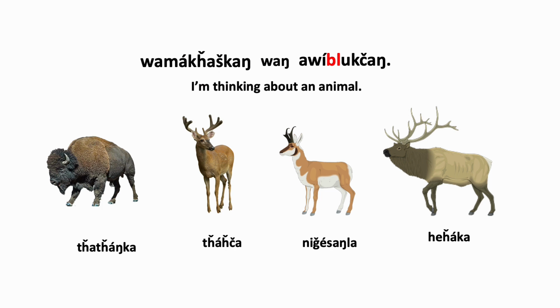So the way that you begin this is you say Wamakashkawa awiblukchan. Wamakashka is animals, wa is a. Awiblukchan is a verb, and the BL is conjugated. That shows the conjugation. That means I'm doing it. Awiblukchan, I am thinking about. Wamakashkawa awiblukchan, I'm thinking about an animal. So that's what you begin with. That should get the students ready right there. So, all right.